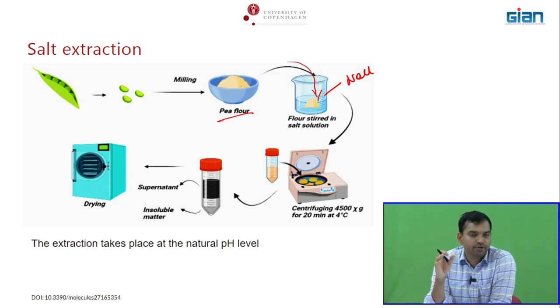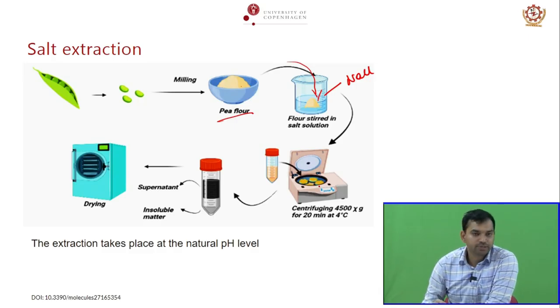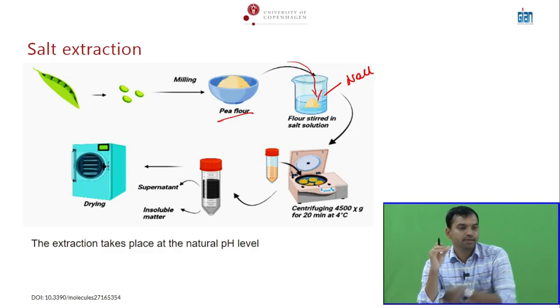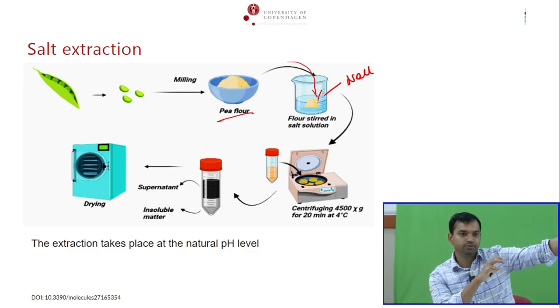Nothing difficult here. Some proteins like salt, they are solubilized. And some proteins that do not like salt will be precipitated, right? Then you centrifuge, get two fractions, salt-soluble protein and salt-insoluble protein, dry it and use it. That's the principle of salt extraction. Very easy, right? Of course, it has its own challenges, I'll tell you later, but this is the basic principle. Clear?